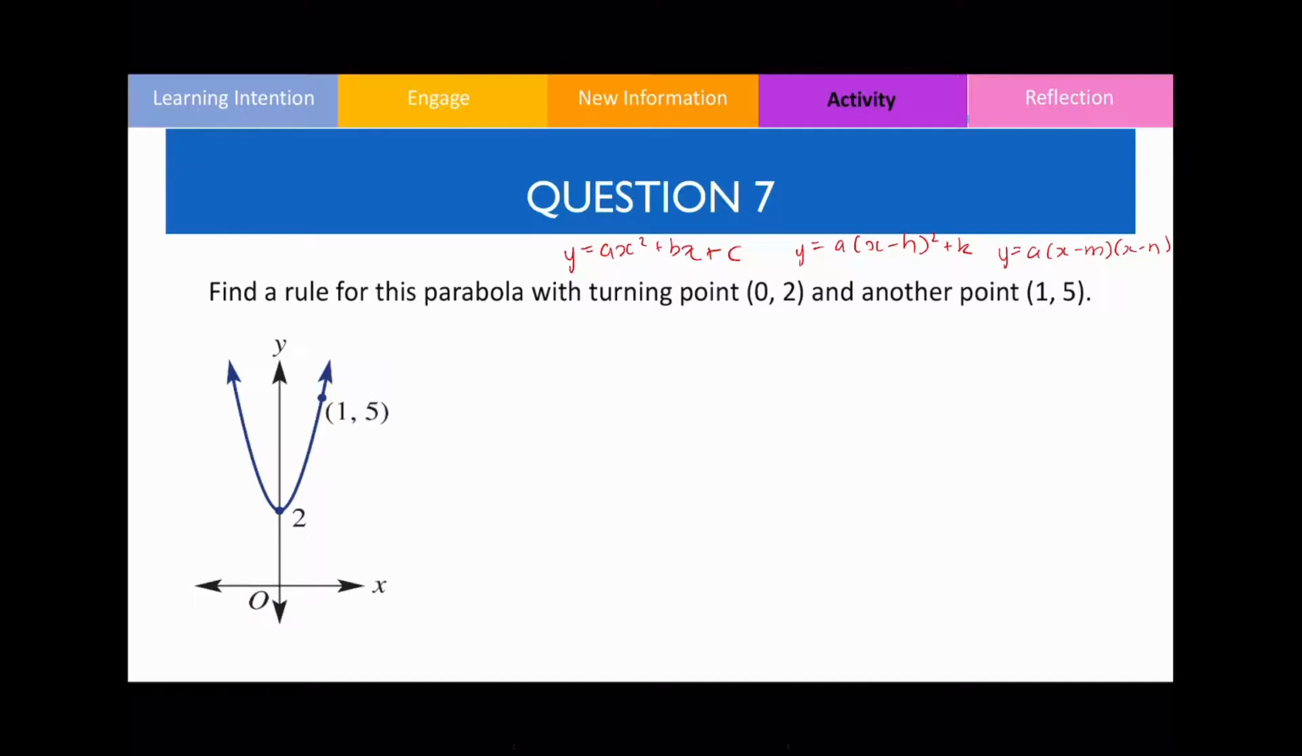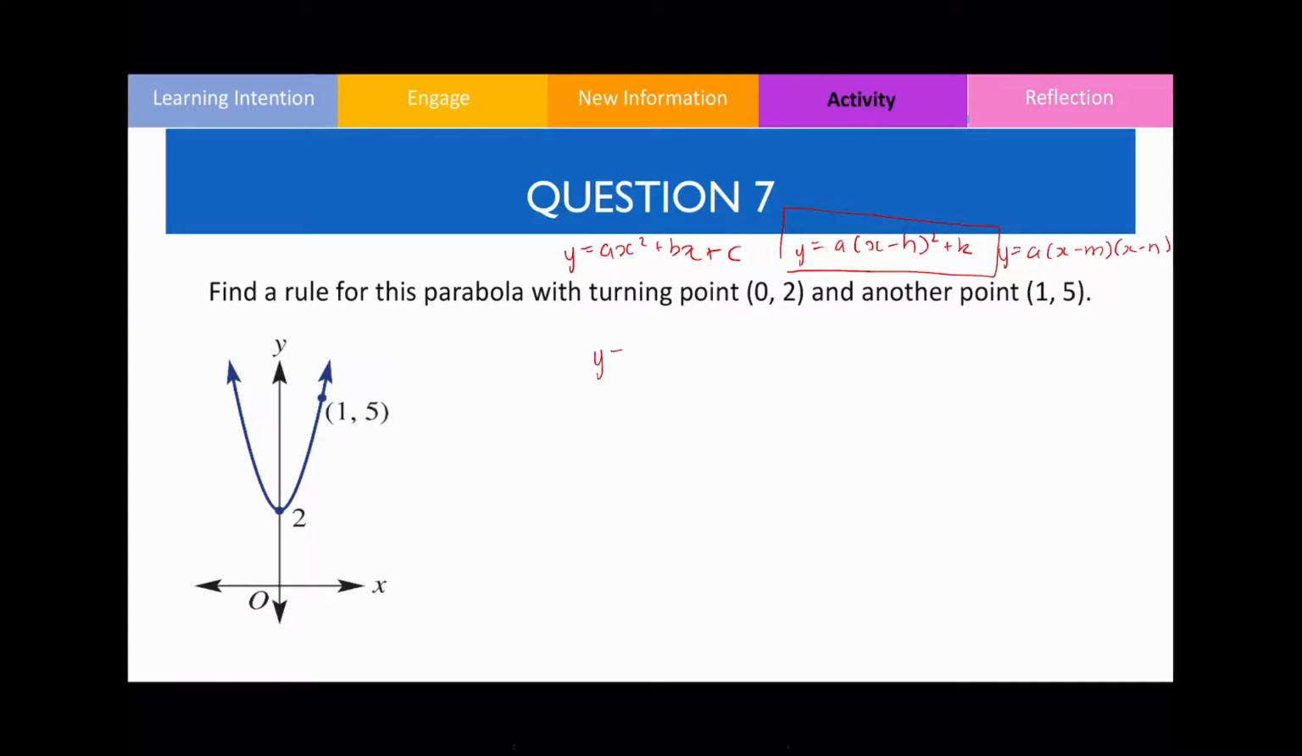So in this example over here, notice that for this particular parabola, they clearly show you what your turning point is. So if they tell you what your turning point is, it makes sense that if you're trying to find the equation, you're going to be using the turning point form, since this is the only one that tells you what the turning point is in this case. So therefore, since we're using that particular equation, let's substitute our turning point into our equation.